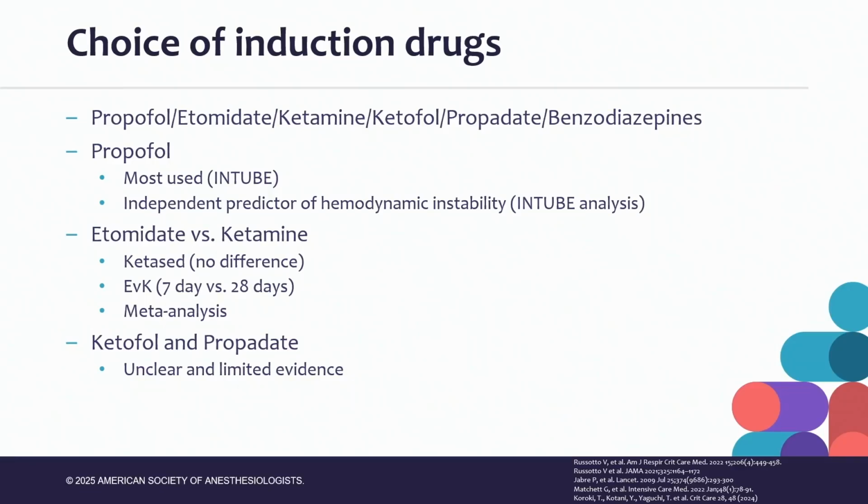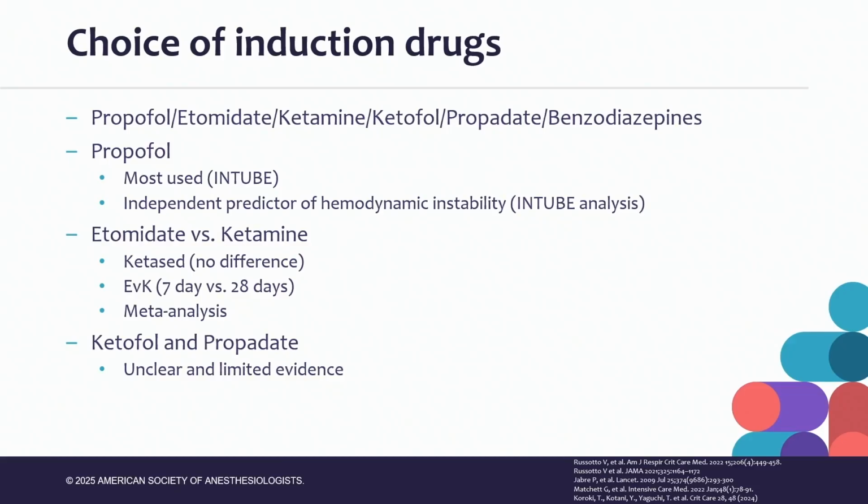Coming on to choice of induction drugs, again, we have a bunch of options available to us. Propofol is our favorite. It's the most used drug for tracheal intubation across the world. But when they looked at the INTUBE subset, they found that the use of propofol was an independent predictor of hemodynamic instability in these critically ill patients. So again, propofol may not be the ideal drug. What about etomidate? What about ketamine? Again, the data is pretty conflicting in this regard.